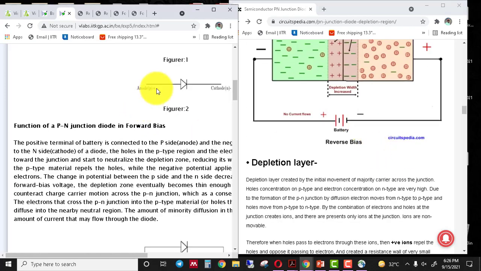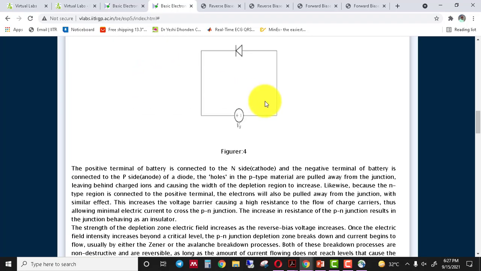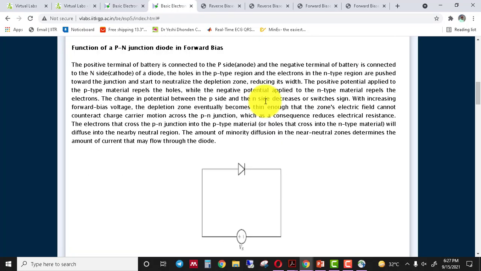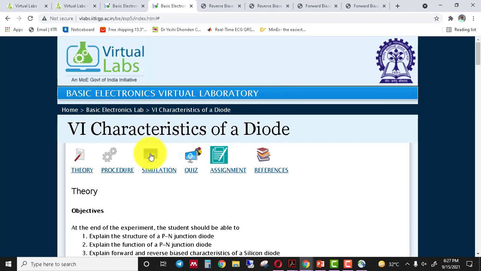Now we will check out the simulator of the forward bias condition and the reverse bias condition for the silicon diode. All the detailed explanation of the forward bias and reverse bias conditions is available in the theory section, so you can check the theory section before going to the simulator page. So now I am going to the simulator page.